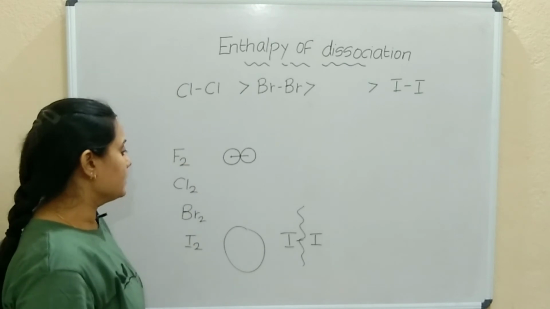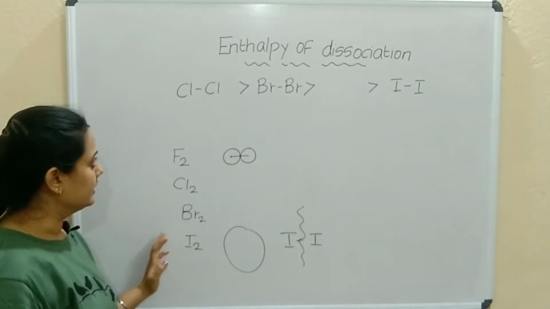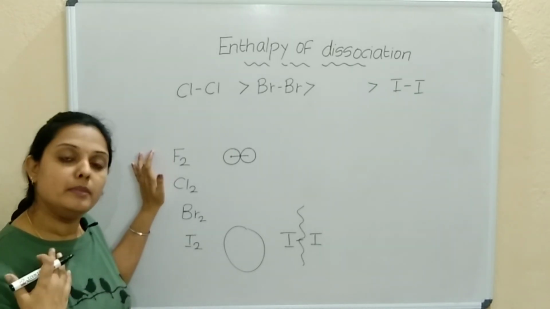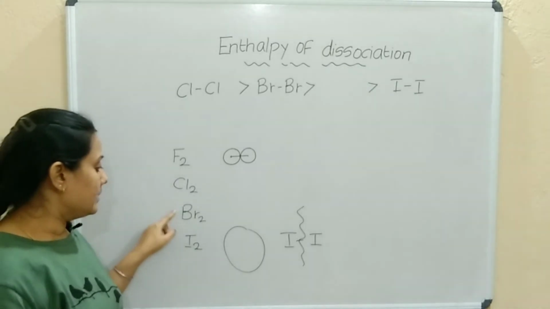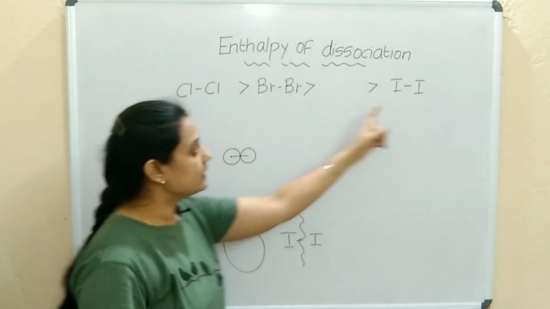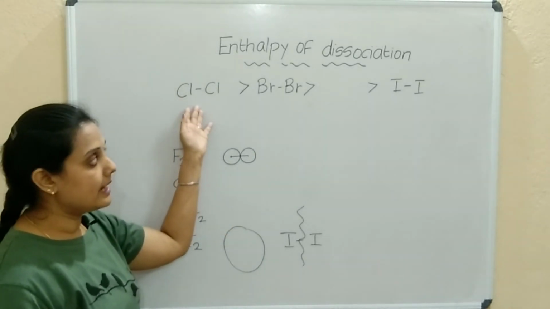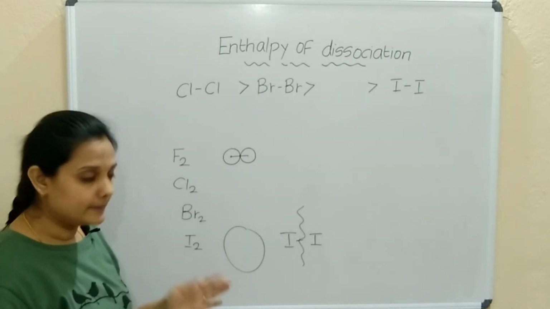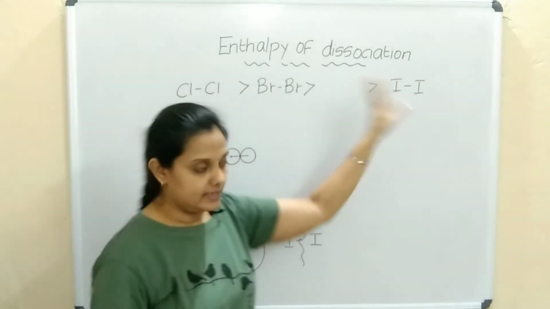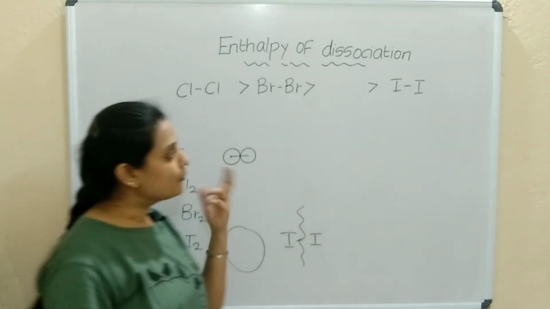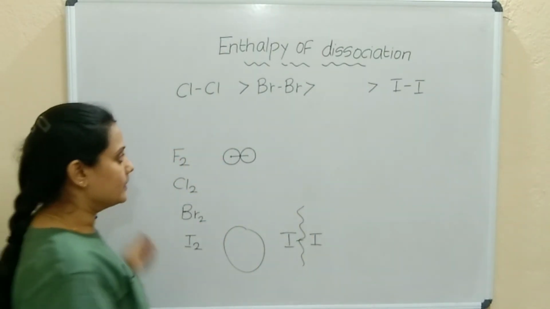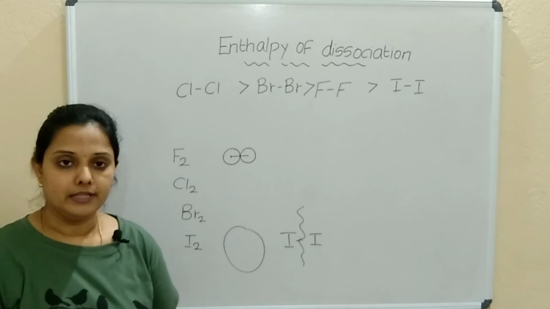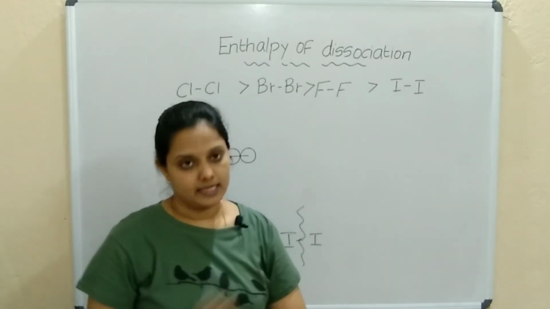So the order goes like fluorine, chlorine, bromine, iodine. Fluorine will need the most enthalpy of dissociation, then Cl2, then Br2, then I2. I have written the order here: chlorine will have the highest enthalpy of dissociation, higher than Br, than I. Now fluorine I have not written here. It is found that the enthalpy of dissociation value of fluorine is between Br and I.